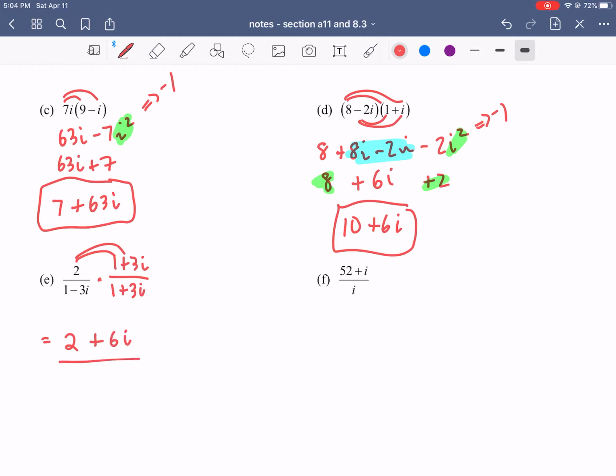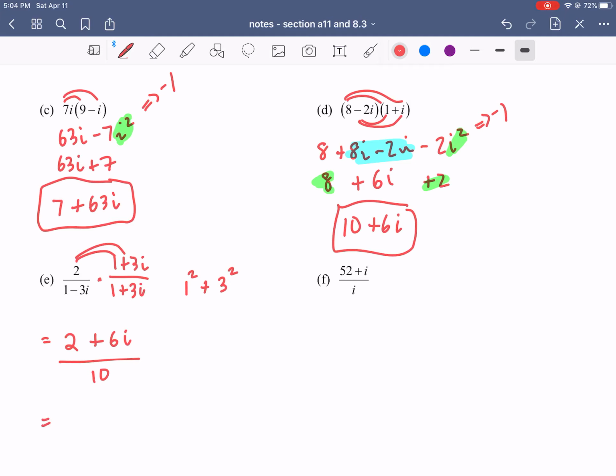In the denominator, I'm multiplying conjugates. So I know the answer is going to be a non-negative real number given by a squared plus b squared. And so a squared is going to be 1 squared plus b squared is going to be 3 squared, and that is going to give me 10.